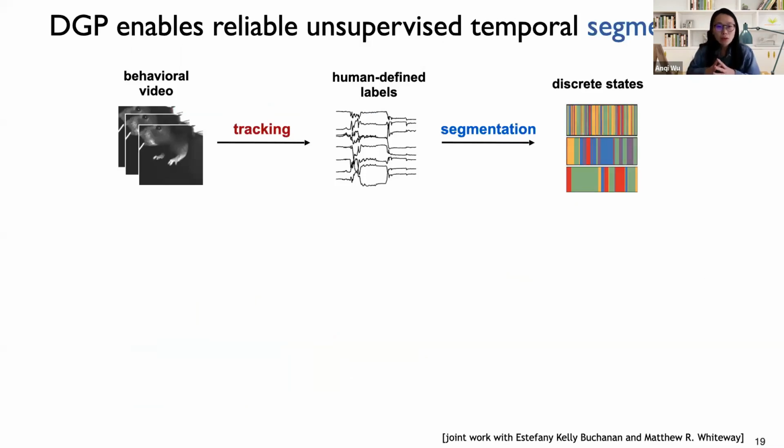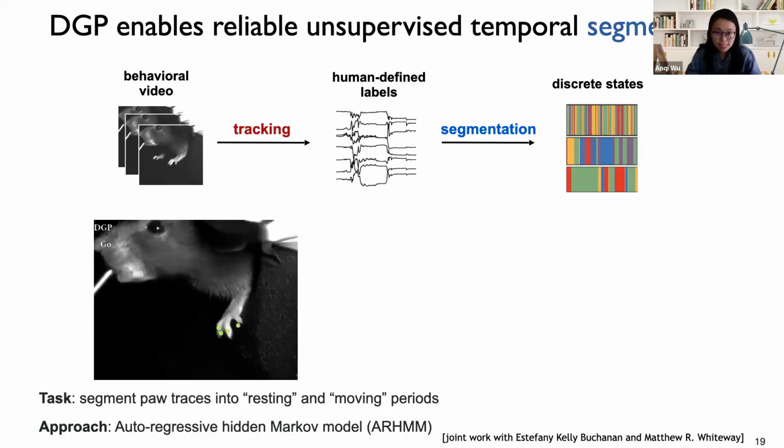Okay, so given the estimated traces for all 4 fingers, we can now consider the task of segmenting these traces into interpretable discrete states, which are resting and moving periods in this example video. Our approach is to use a 2-state autoregressive hidden Markov model, or ARHMM for short. It is a method that identifies a discrete set of linear dynamics in time series data.